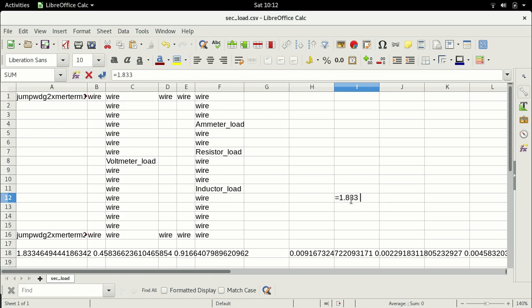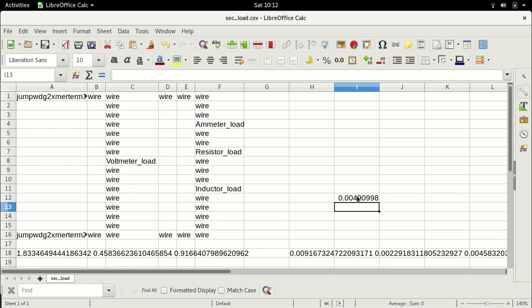So if you take this and you compare, so let me just do this, 1.833 divided by 0.009. Actually, I should do the other way around. 0.009 divided by 1.833. So you see that this ratio is 0.004. By increasing the frequency of the transformer, we have decreased our self-inductance by this ratio.